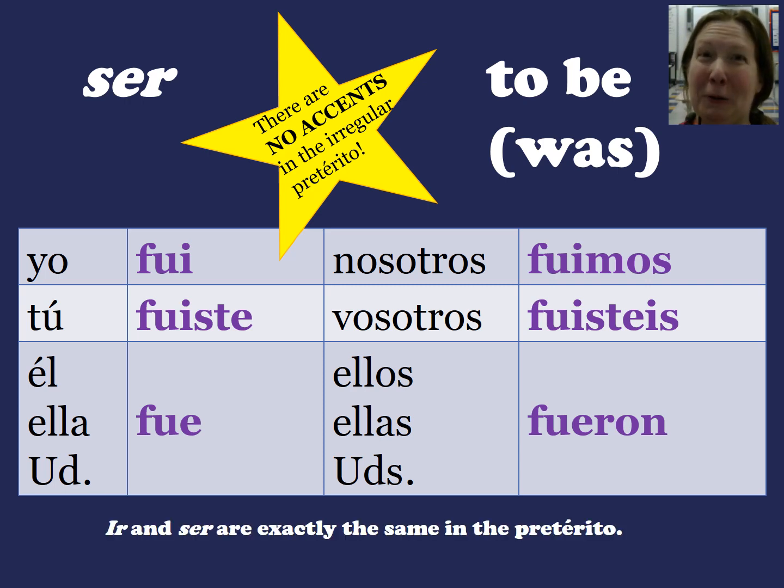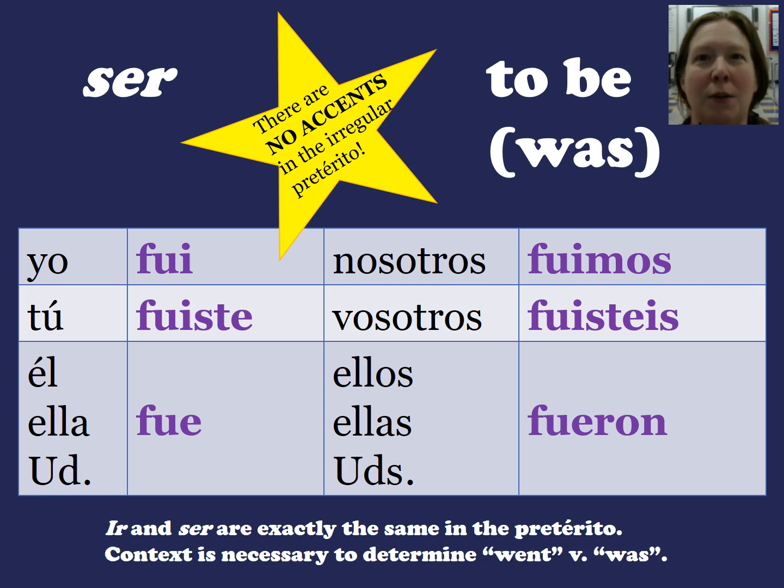Now, this might look familiar, and the reason is because ir and ser are exactly the same in the pretérito. There is no difference whatsoever. I actually took these slides and just copied them and changed the heading from ir to ser because they are exactly the same. So how are you going to know the difference? Well, you're going to know the difference because of context. It is usually very obvious if you want to say that I went somewhere versus I was. So you're going to have to use the rest of the sentence to determine whether or not you are using ir or ser.